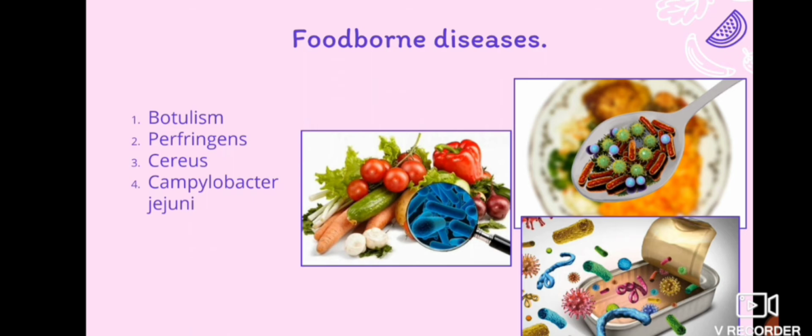Number two, what disease is caused by Clostridium perfringens bacteria? Food poisoning is acute gastroenteritis caused by ingestion of contaminated food. Symptoms include watery diarrhea and abdominal cramping. Diagnosis is made by identifying C. perfringens in food contaminated with feces.